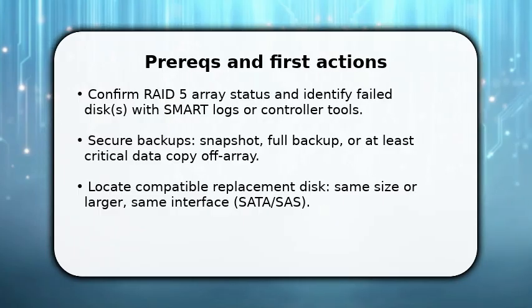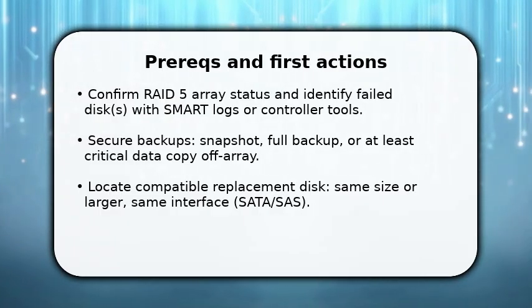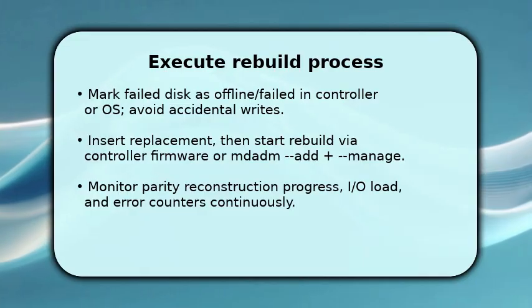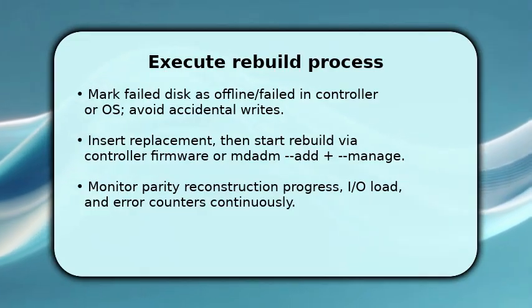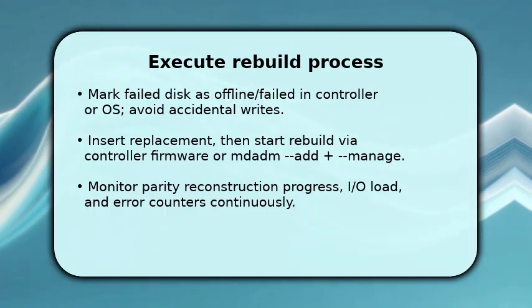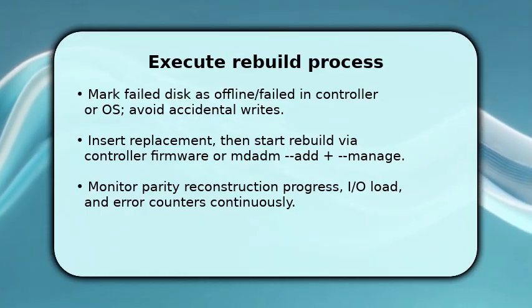Once the replacement drive is physically installed, mark the old disk as failed or offline through your RAID controller or mdadm, so the system won't write to it. Then trigger the rebuild using the controller's rebuild command or mdadm --add followed by proper assembly and run. This tells the array to reconstruct parity onto the new disk using the remaining members.